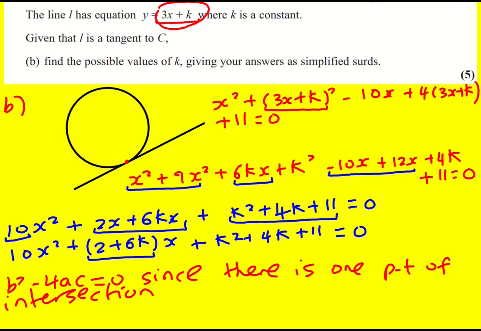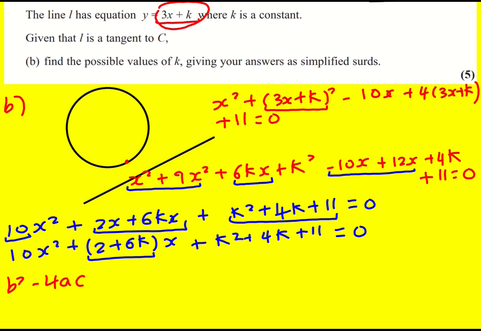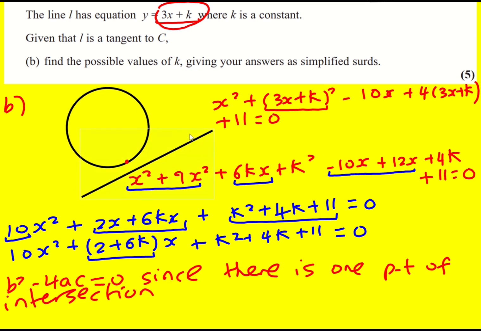Just a reminder, if you had a circle and a straight line and there were 2 points of intersection like this, the discriminant would be greater than 0. If there were no points of intersection, it would be like this. But we're looking at a special case, a tangent, where there's this one point of intersection.